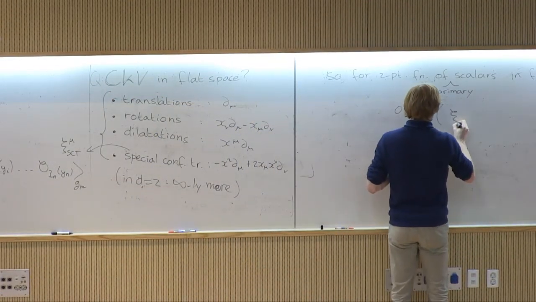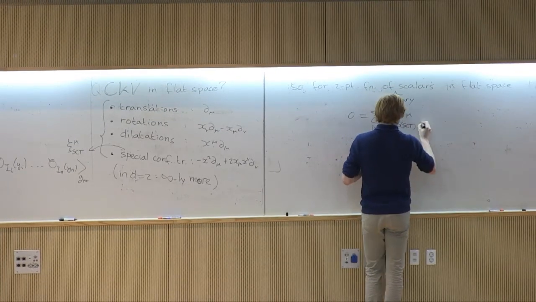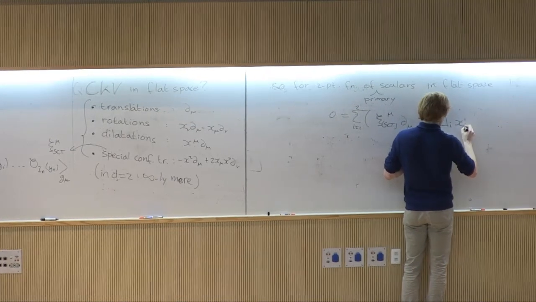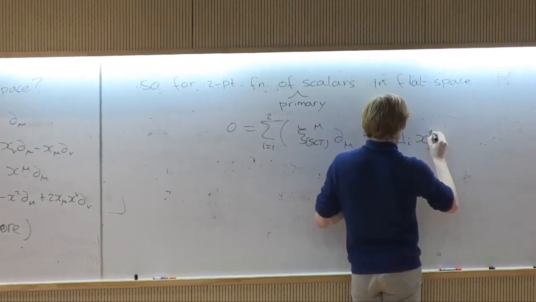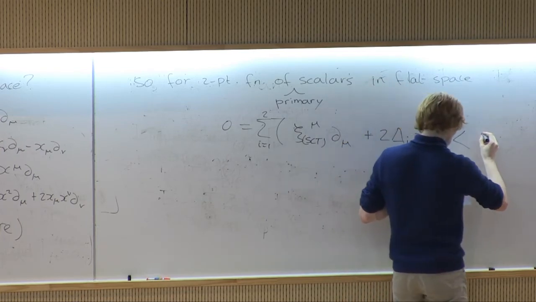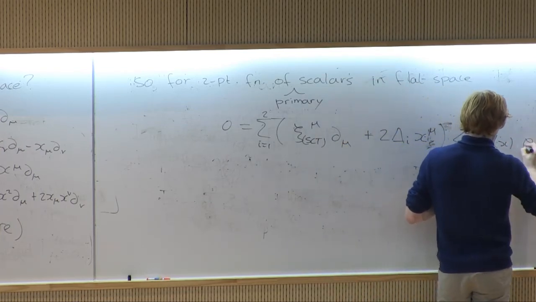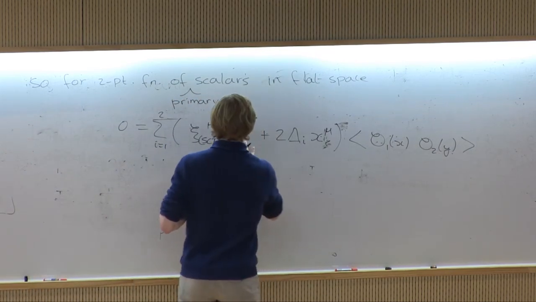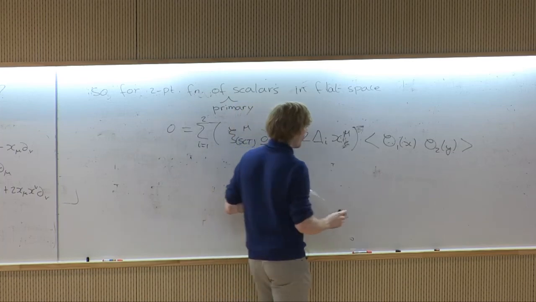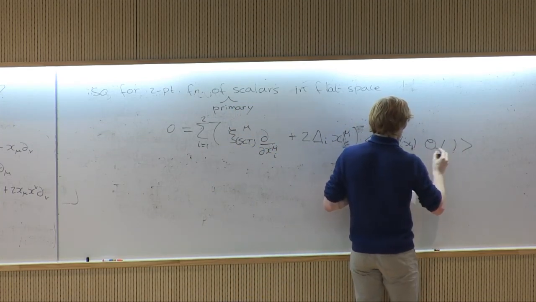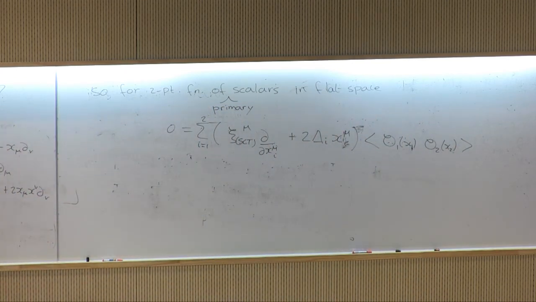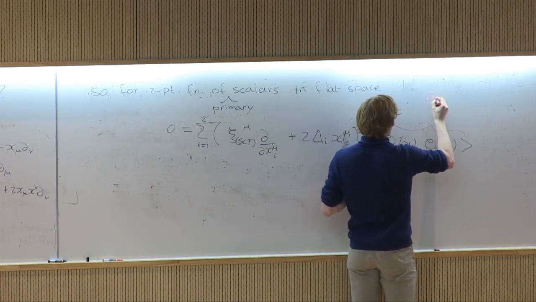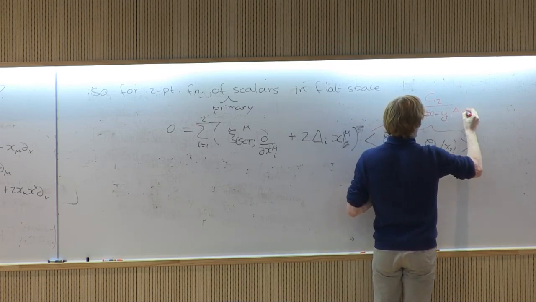So you just get psi^mu of the special conformal transformation d_mu plus 2 delta_i xi^mu, like so, acting on O_1 of x_1, O_2 of x_2, should equal 0. So this is the proper way. And this should be true. And of course, we already got pretty far with the other conformal Killing vector fields. So we already know that this is C_12 over |x - y| to the delta_1 plus delta_2.